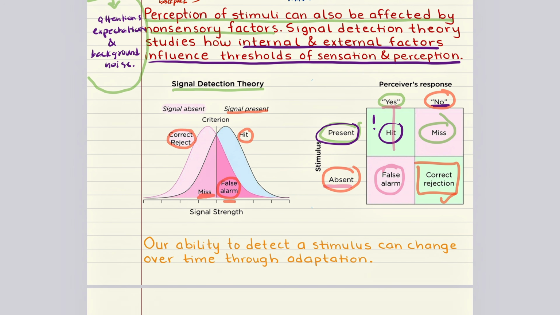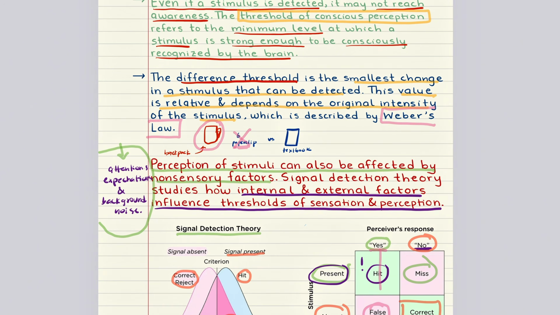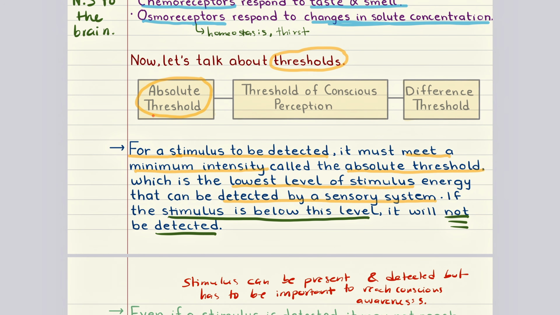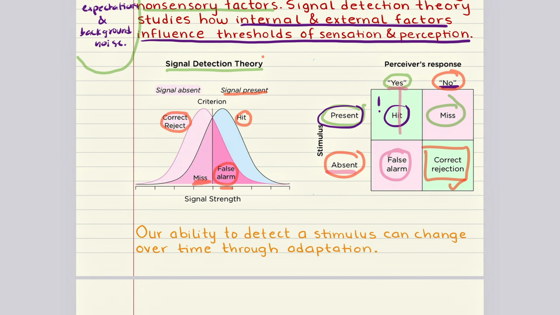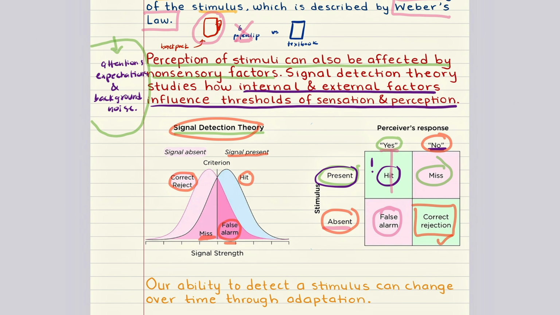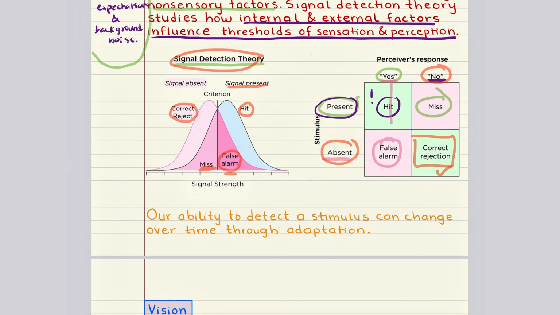So, thresholds give us a way to think about the minimum stimulus needed for detection, the minimum level needed for conscious awareness, and the minimum change needed to notice a difference. Then, signal detection theory adds one more layer by showing that detection is also shaped by context, expectations, and decision making. And with that, we've completed this objective and we're ready to move into the next where we're going to learn about vision and the eyes.